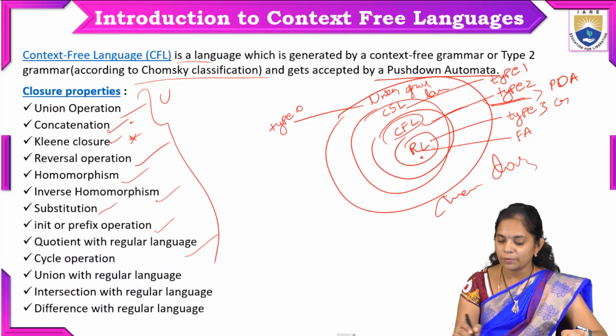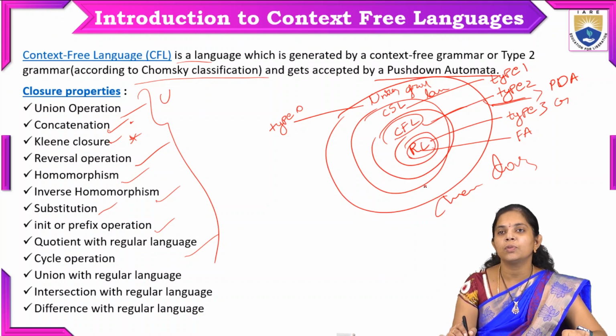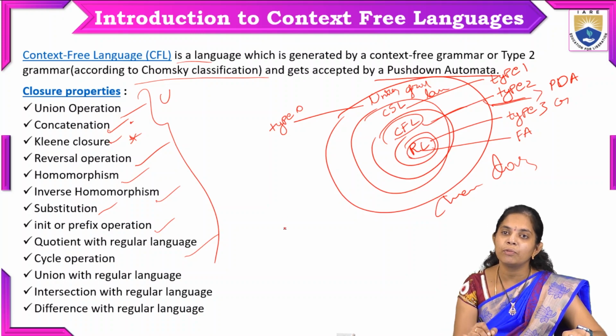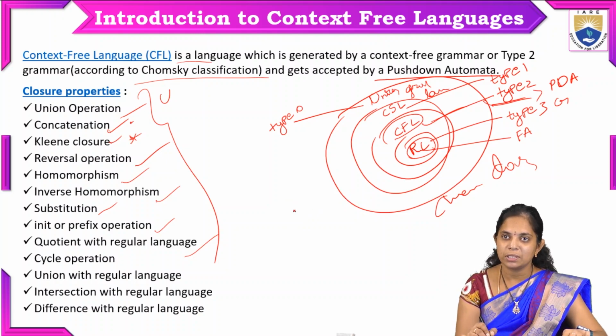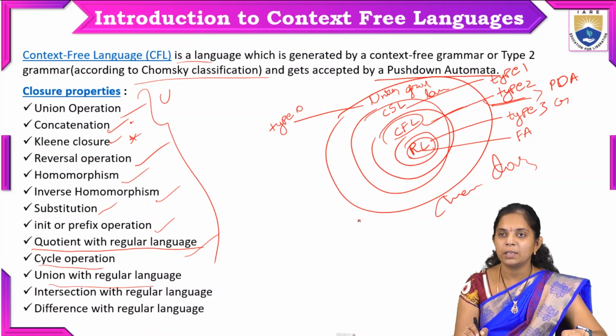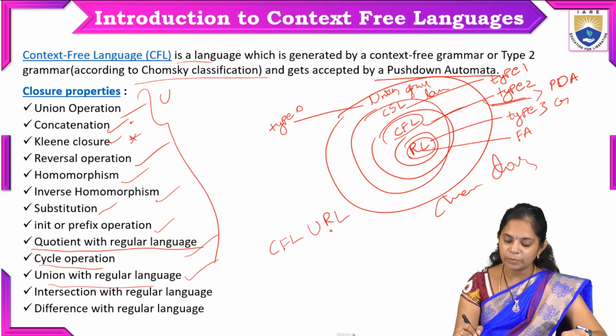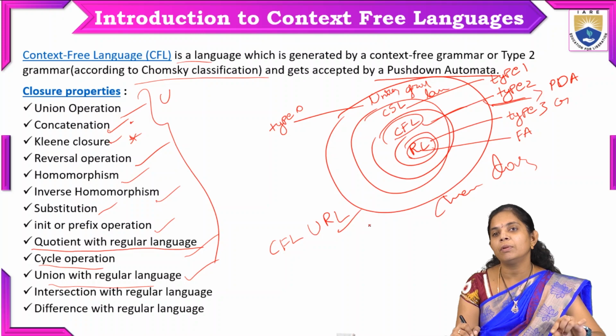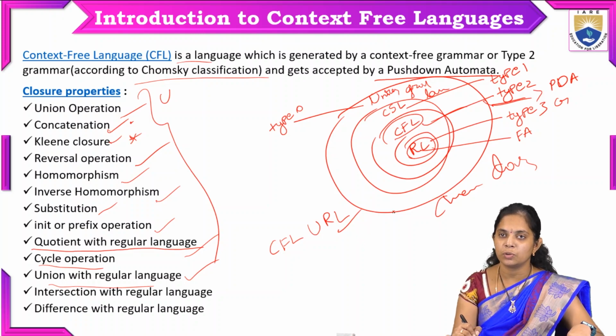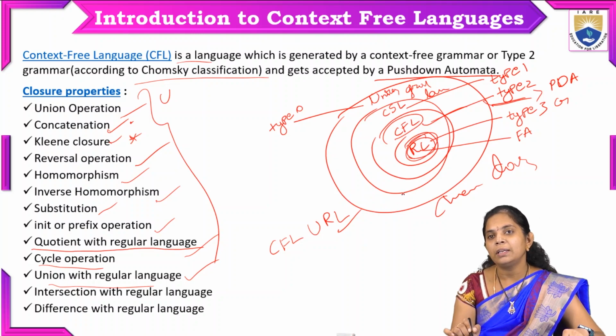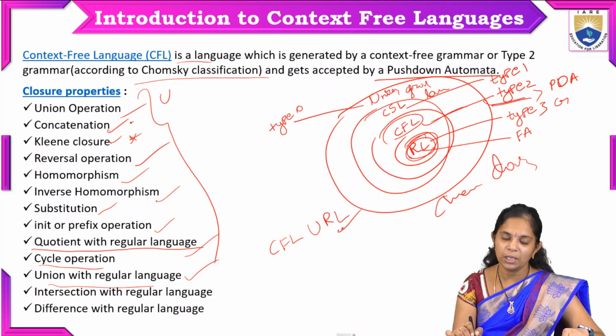Regular languages are a subset of context-free languages, so we can perform operations on regular languages also. That is, quotient with a regular language, cycle operation, and union with the regular languages. So we can also combine the context-free language with regular languages and perform operations between the two languages. Why? Because a regular language is a subset of a context-free language.